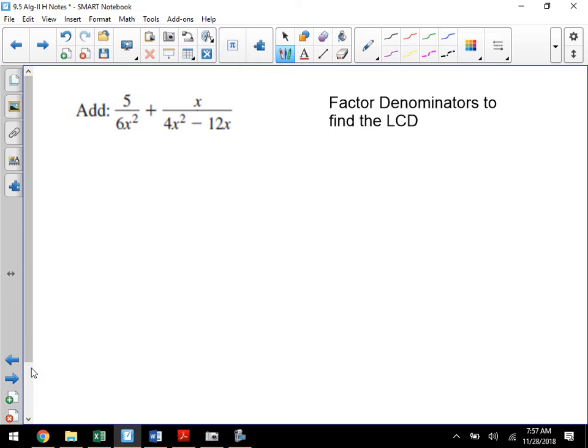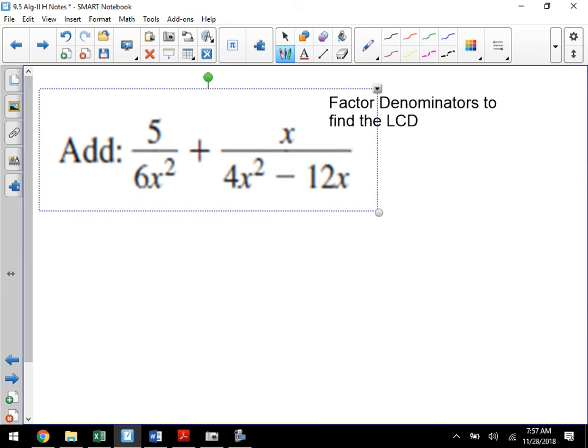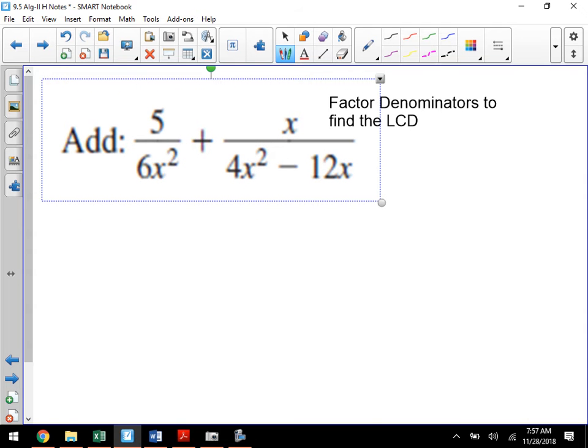Well, let's just rip the Band-Aid off and say, have fun with it. As you can see, I left you a little hint on what we should wind up having here. So we have 5 over 6x squared plus x over 4x squared minus 12x.